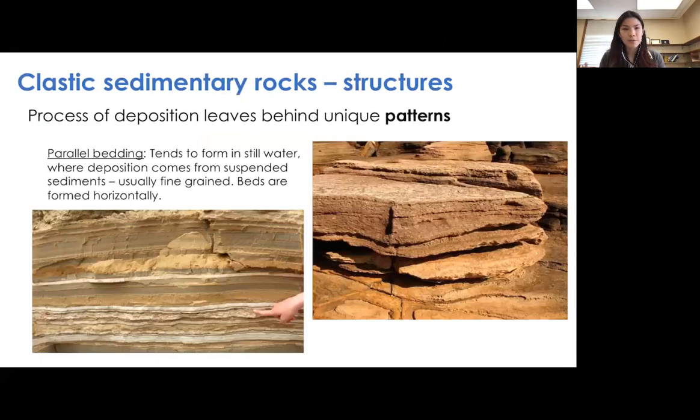So there's different types of bedding. We can find bedding that is parallel to itself, which tends to form in still water. So you need to have deposition falling out of suspension, perhaps from a lake or an ocean, and falling onto a flat surface that is not getting interrupted in any manner. So you don't have waves that are eroding that sediment away.